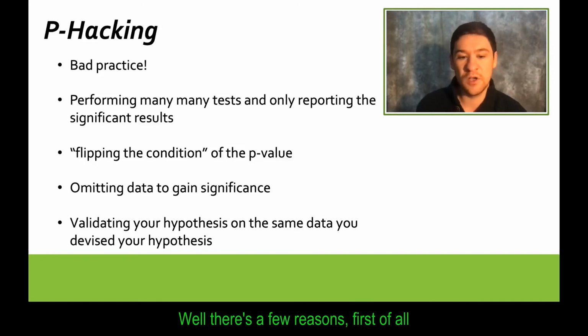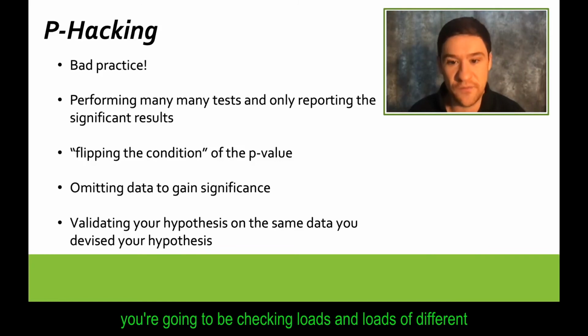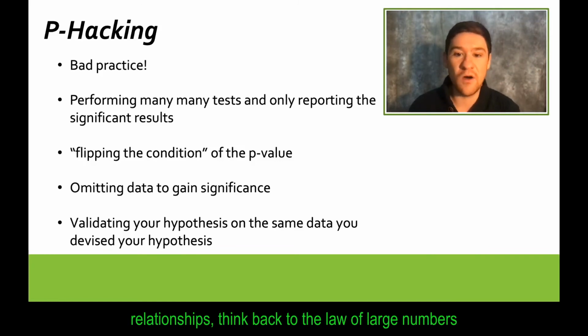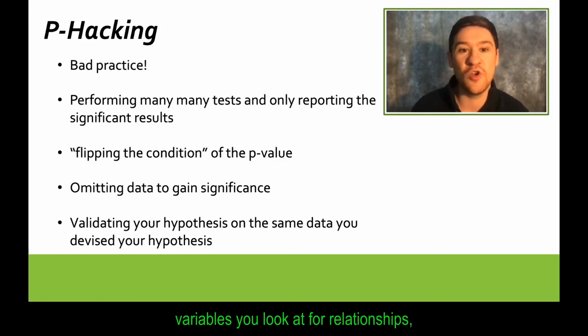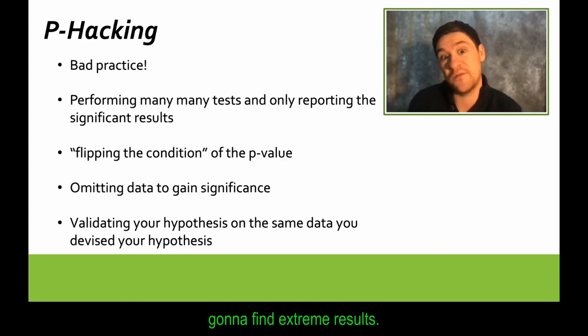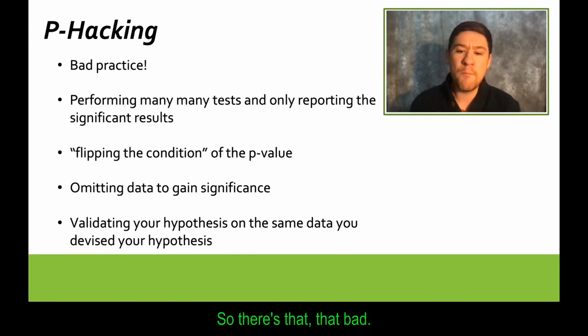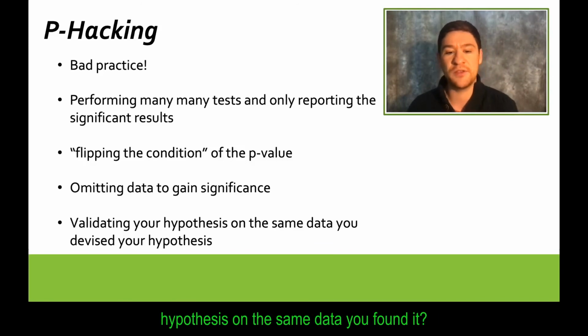So first of all, when you do exploratory data analysis, you're going to be checking loads and loads of different relationships. Think back to the law of large numbers. The more checks you do, the more different variables you look at for relationships, the more relationships you're going to find, because you're going to find extreme results. So there's that, that's bad. But why this particular thing? Why validating your hypothesis on the same data you found it?